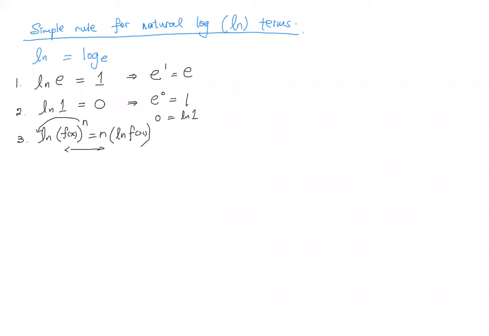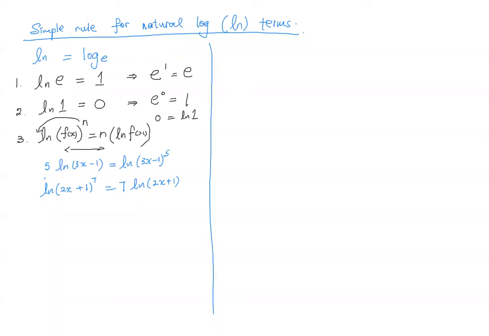So for example, I have 5 ln (3x minus 1). I can write it as ln (3x minus 1) to the power of 5. Or if I have ln (2x plus 1) to the power of 7, then I can rewrite it as 7 ln (2x plus 1). Are you okay? So this is the rule about natural log that you must know.